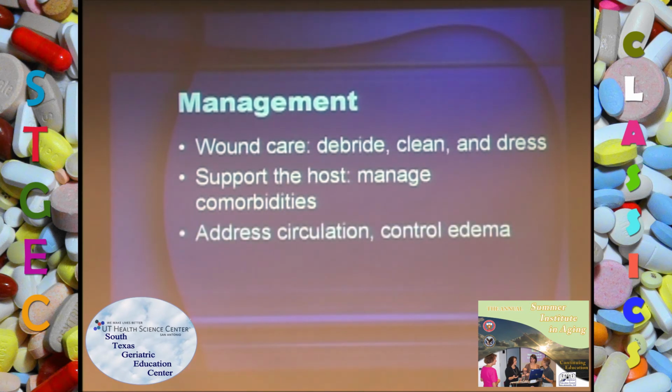Again, circulation is important. If there's a lot of edema or swelling, particularly in the distal extremities, it's going to be important for you to decrease that edema, because that edema will interfere with the diffusion of oxygen and nutrients out to the tissues to heal the wound.